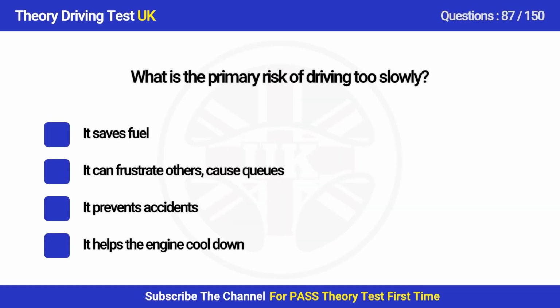Question 87. What is the primary risk of driving too slowly? A. It saves fuel. B. It can frustrate others, cause queues. C. It prevents accidents. D. It helps the engine cool down.